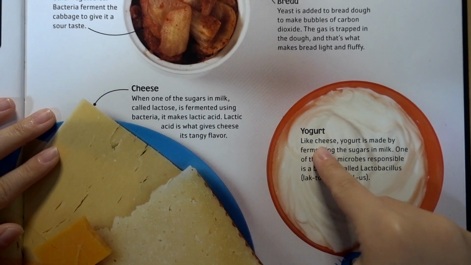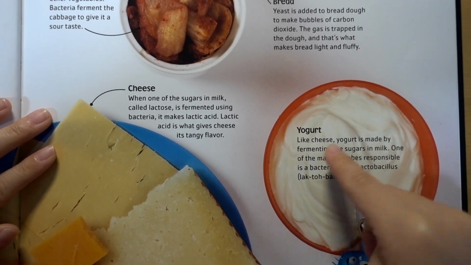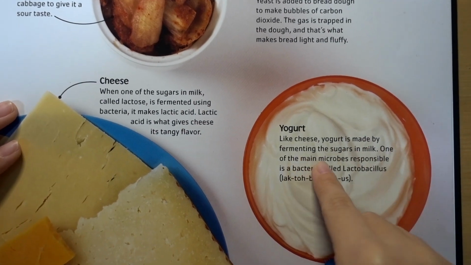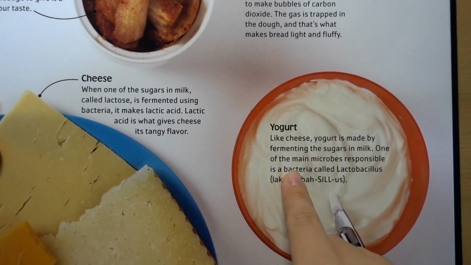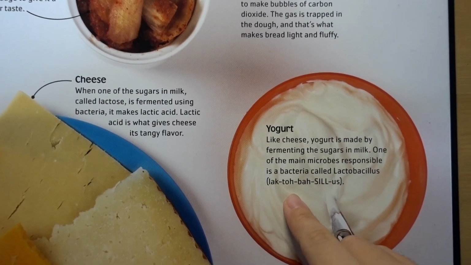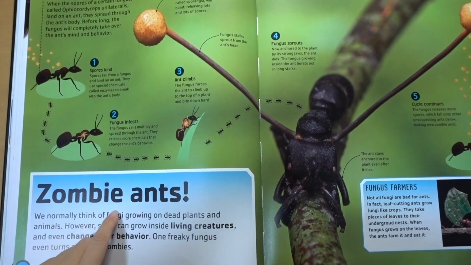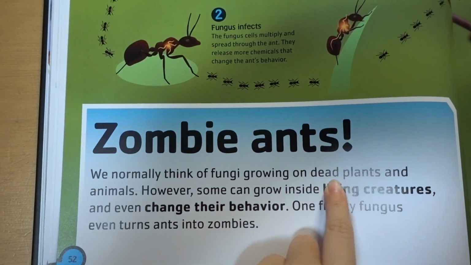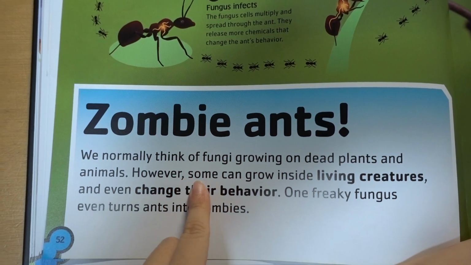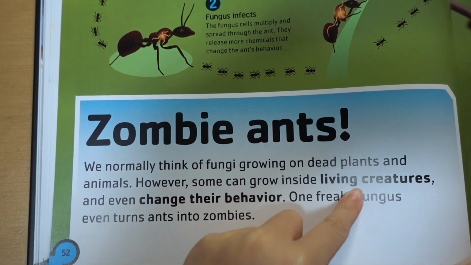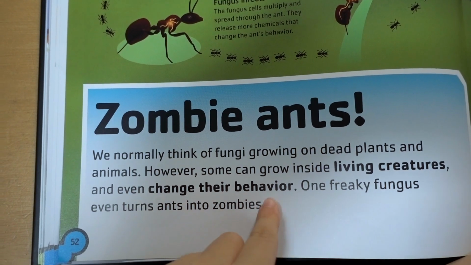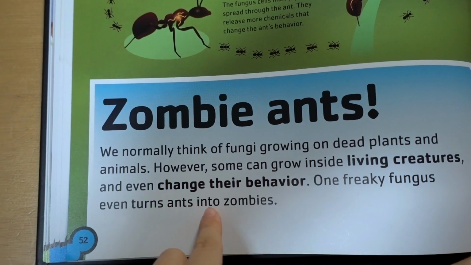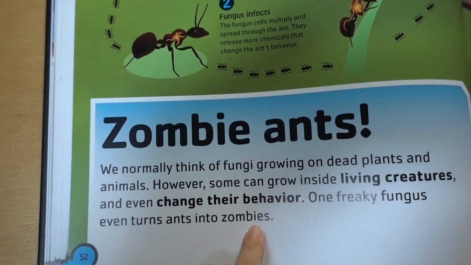Yogurt. Like cheese, yogurt is made by fermenting the sugars in milk. One of the main microbes responsible is a bacteria called Lactobacillus. Zombie ants. We normally think of fungi growing on dead plants and animals. However, some can grow inside living creatures and even change their behavior. One freaky fungus even turns ants into zombies.